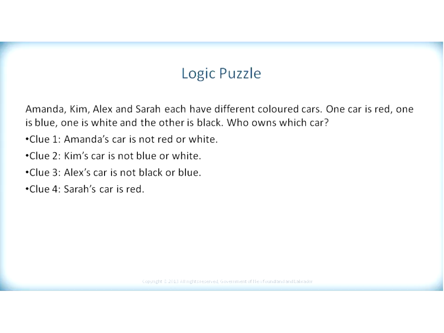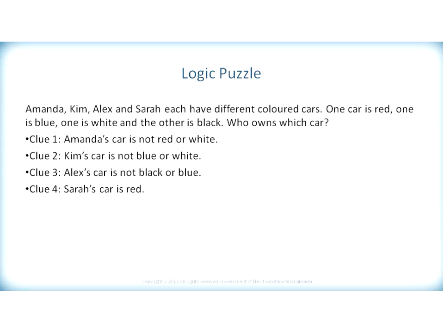Okay, we're going to look at a specific type of puzzle. It's called the logic puzzle. Amanda, Kim, Alex, and Sarah each have different colored cars. One car is red, one is blue, one is white, and the other is black. Who owns which car? We have 4 clues, and we can use them to determine who owns which car. Clue 1: Amanda's car is not red or white. Clue 2: Kim's car is not blue or white. Clue 3: Alex's car is not black or blue. And clue 4 is Sarah's car is red.